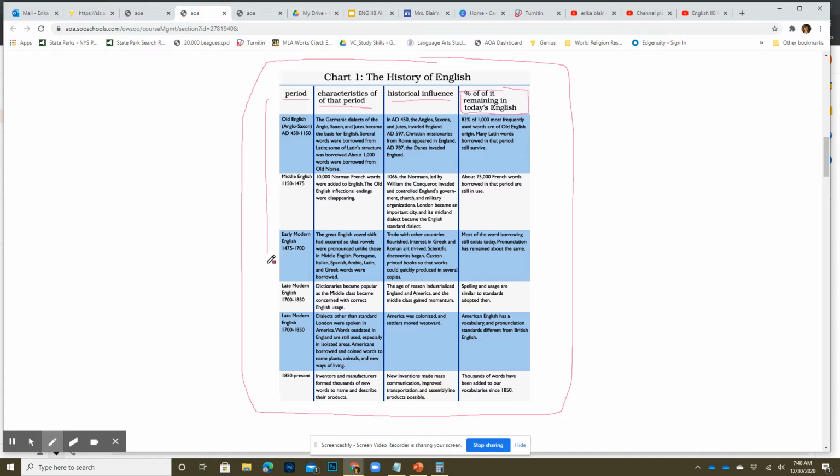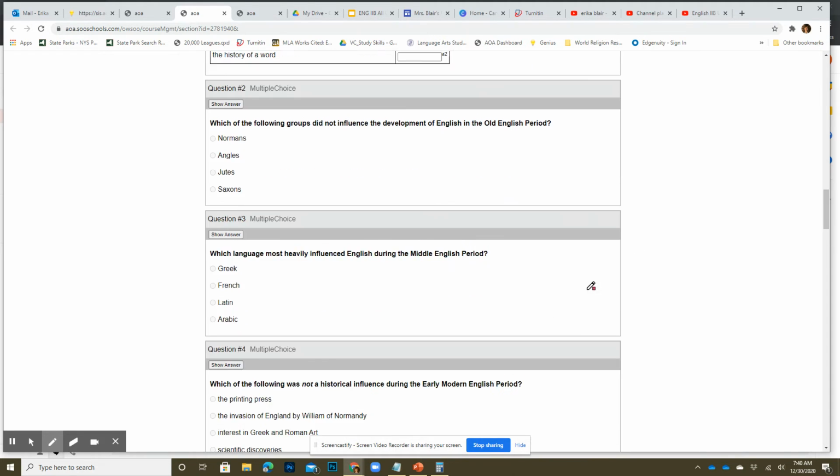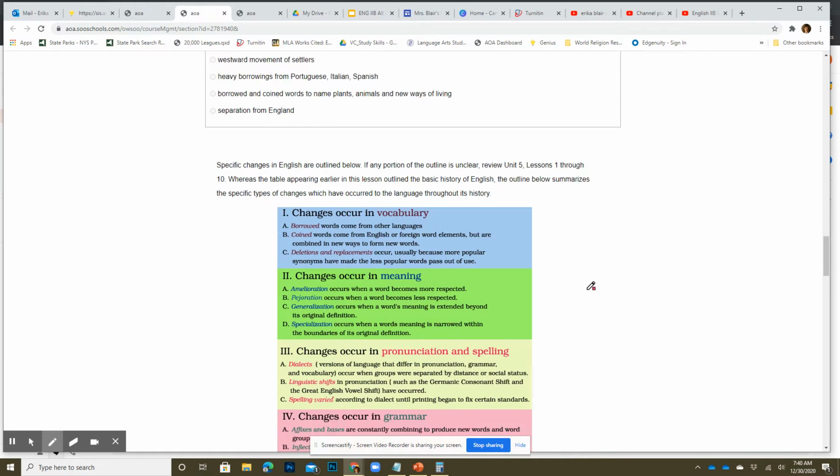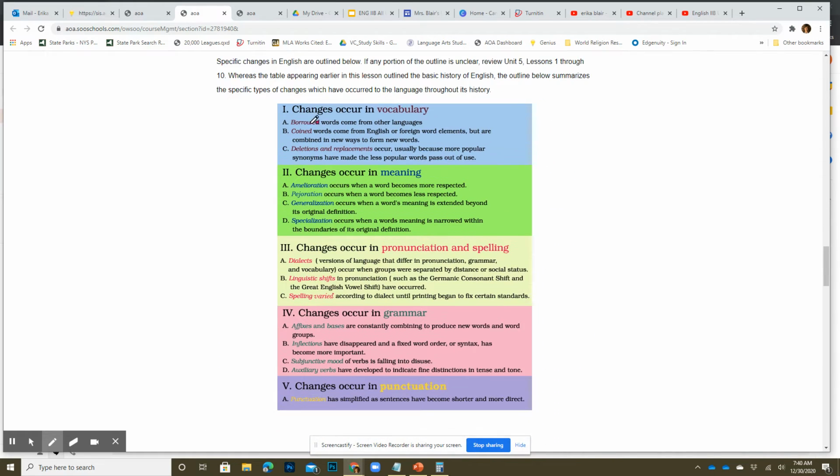Okay, so I definitely encourage you to take a look at this chart. It's a really nice summary of some of the things that have been discussed previously. And then there's some questions that pertain to that. What I really want to draw your attention to, though, is this next chart.